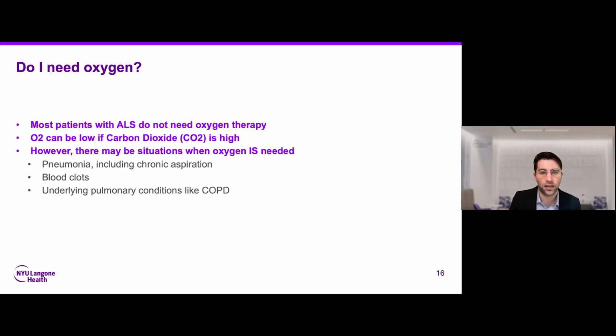There are certain scenarios when oxygen is, of course, needed. For instance, if a patient develops a pneumonia from aspiration, then they may need oxygen. If they've developed blood clots in their lungs from prolonged immobility, that could lead to needing oxygen for at least a period of time. And if the patient has any underlying pulmonary conditions like COPD that is unrelated to their ALS, they may separately have an indication for oxygen therapy.